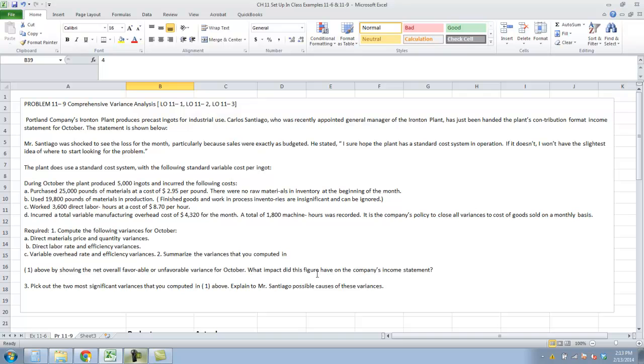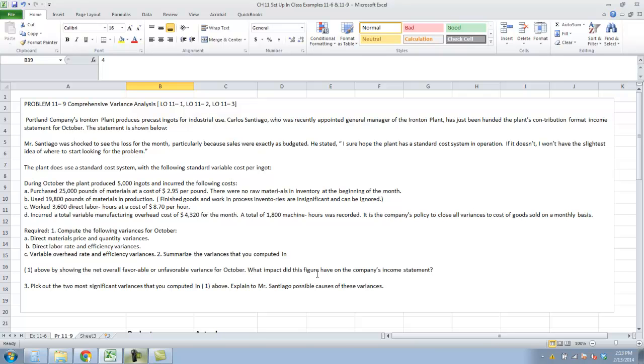Okay, so we're moving on to problem 11-9, a comprehensive variance analysis. Portland Company's Ironton plant produces precast ingots for industrial use. Carlos Santiago, who was recently appointed general manager of the Ironton plant, has just been handed the plant's contribution format income statement for October. It's shown below. Mr. Santiago was shocked at the loss for the month, particularly because sales were exactly as budgeted. He stated, "I sure hope the plant has a standard costing system in operation. If it doesn't, I won't have the slightest idea of where to start looking for the problem."